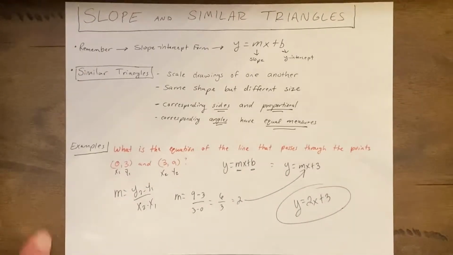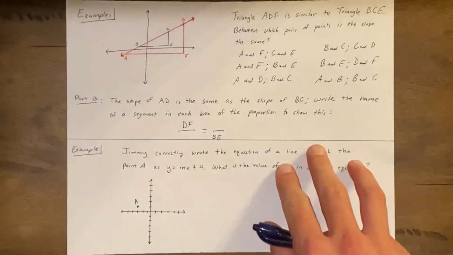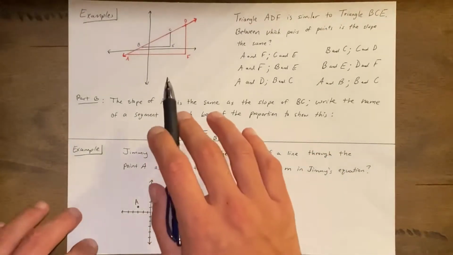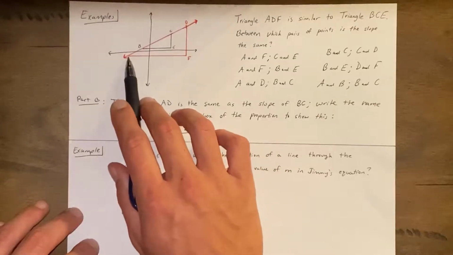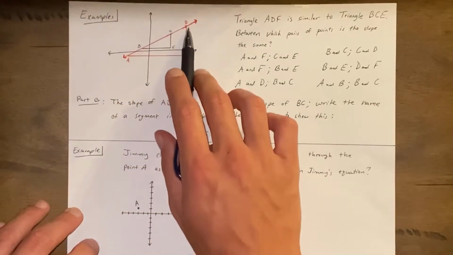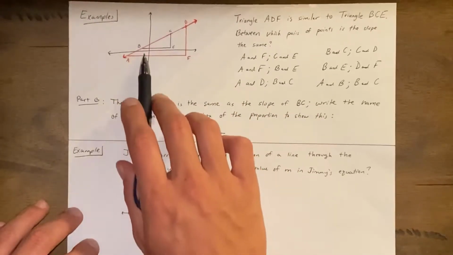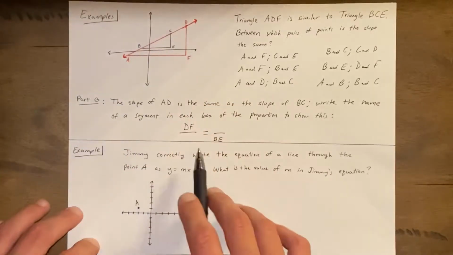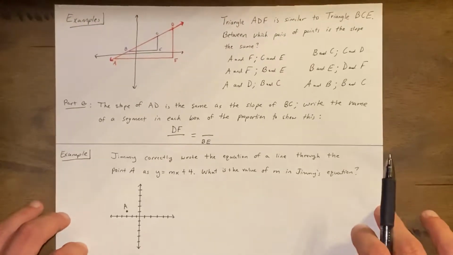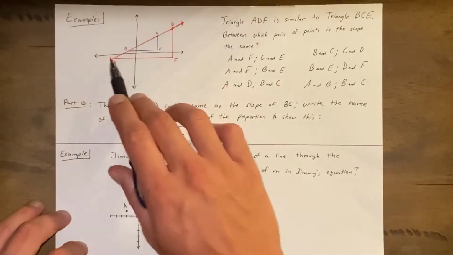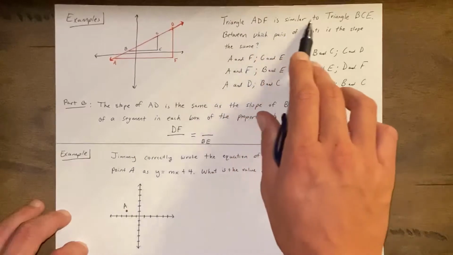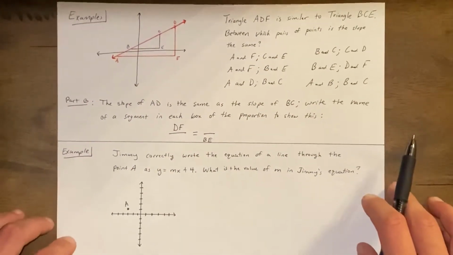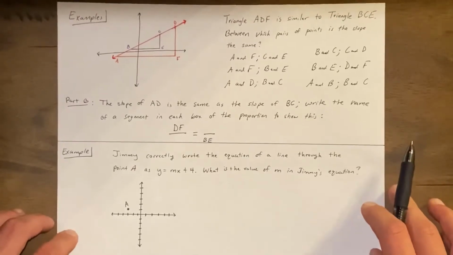Next example we're going to look at actually has 2 similar triangles on there. If we look here, we've got a larger triangle that is AFD, and a smaller triangle that is BCE, or BEC, however we want to look at it. And they ask us some questions here. Part A says triangle ADF is similar to triangle BCE. That means the angles are exactly the same, and the corresponding side lengths are proportional.